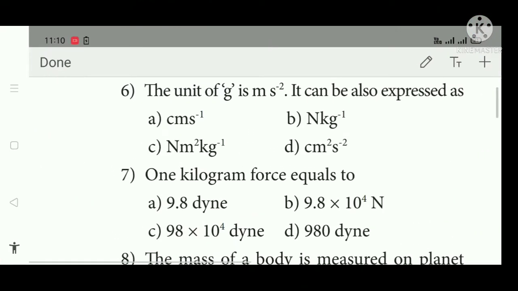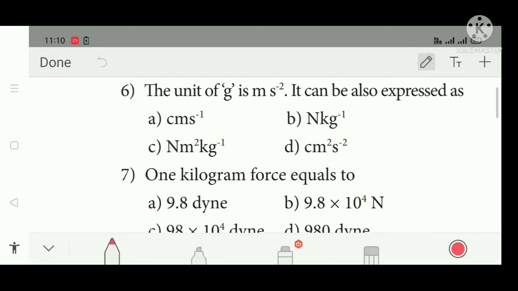The unit of G is meter second power minus 2. It can be also expressed as centimeter second power minus 1, Newton kilogram power minus 1, Newton meter square kilogram power minus 1, centimeter squared second power minus 2. The correct answer is Newton kilogram power minus 1.